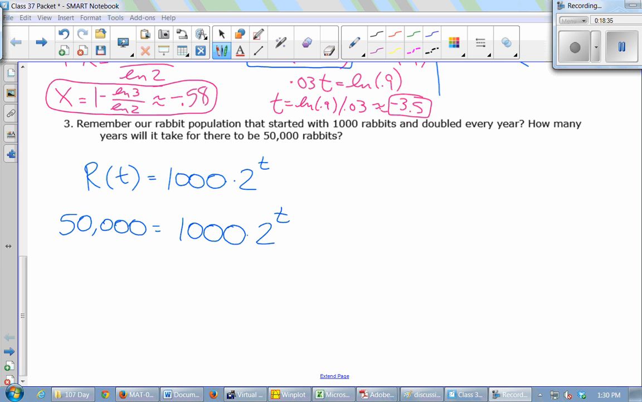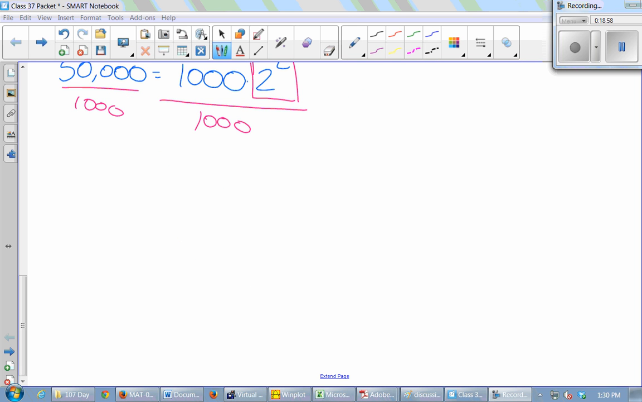So when you're solving an exponential, your first goal should be to isolate the exponential expression. So in this case, the 2 to the t. I need to get that by itself before I can do log stuff. So how do I get that by itself? Divide both sides by 1,000. Okay, so 50,000 over 1,000 is 50. Over here they cancel, and I have 2 to the t. So 50 equals 2 to the t.